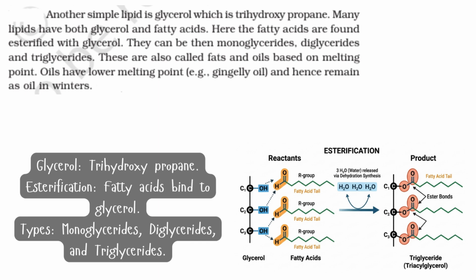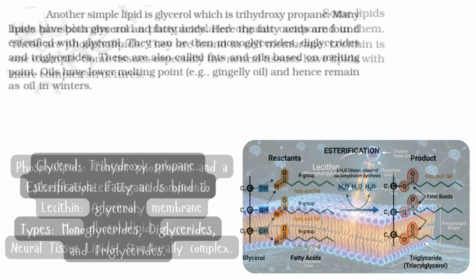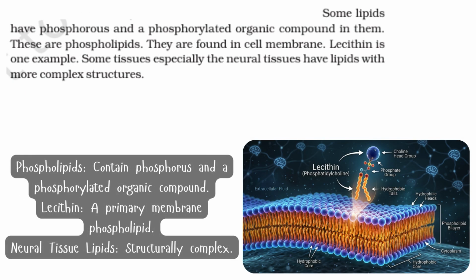These compounds are classified as fats or oils based on their melting points. Oils have lower melting points. For example, gingerly oil has a low melting point and remains liquid in winter, whereas fats solidify. Keep this distinction clear. Finally, let's look at complex lipids.